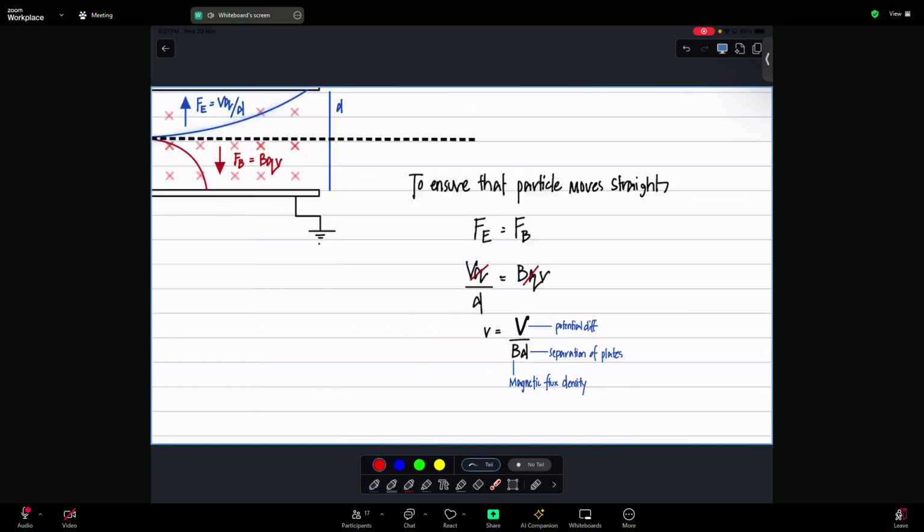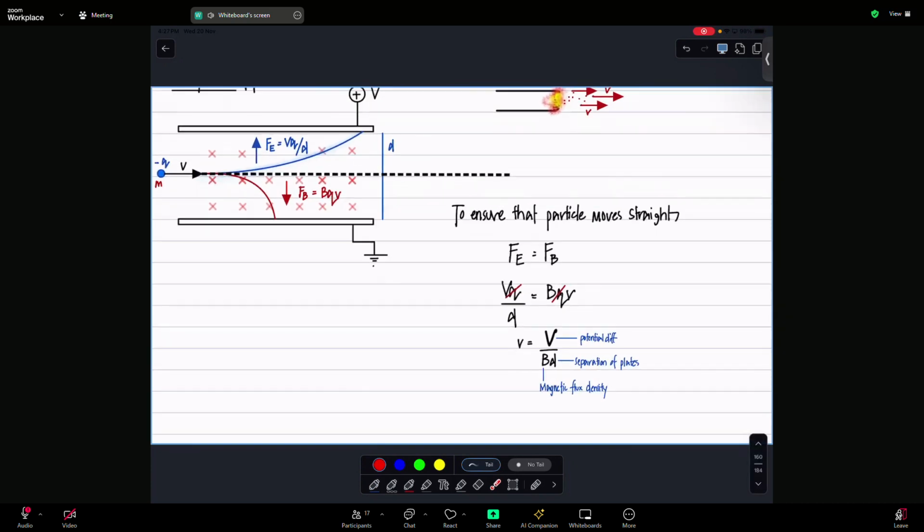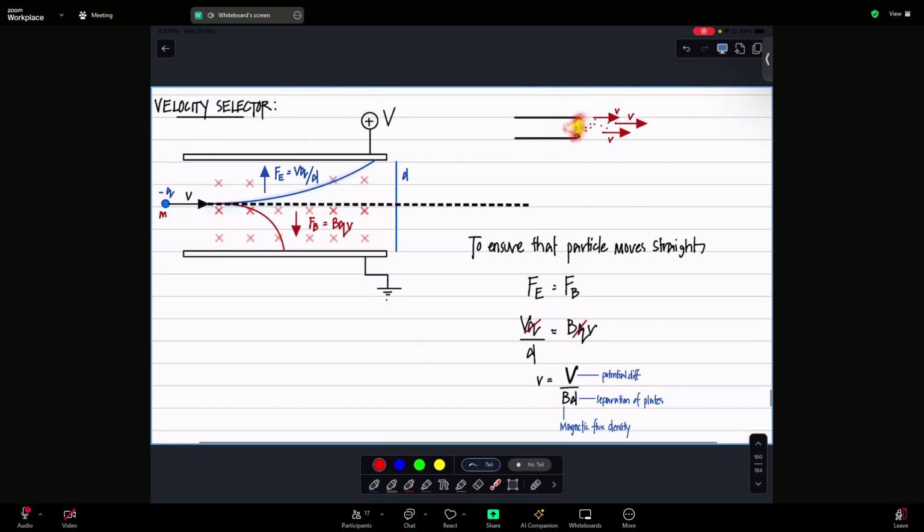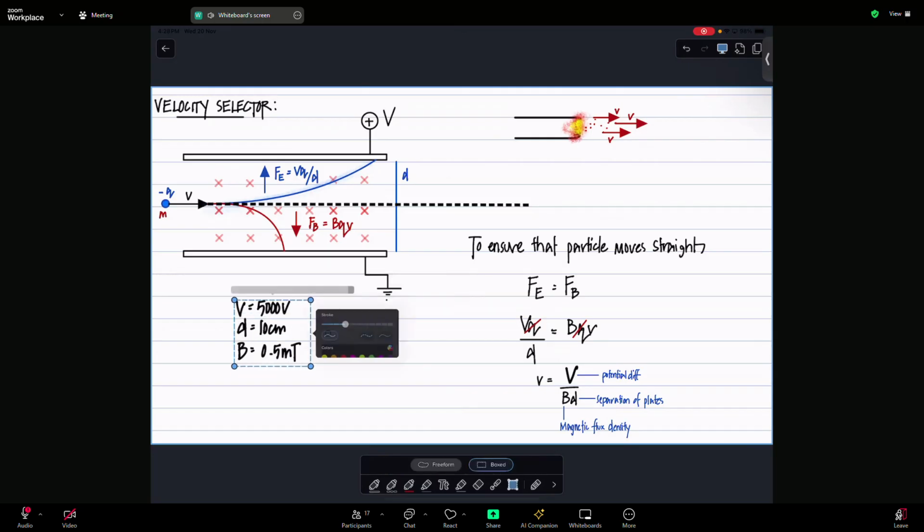Now let me clarify what it means. Let me use some numbers, then it will be easier to understand. Let's say my voltage here is 5000. V is 5000 volts. Let me show you what happens here. The separation of the plates is 10 centimeters, and the magnetic flux density is 0.5 millitesla. Can you find for me what is the velocity?